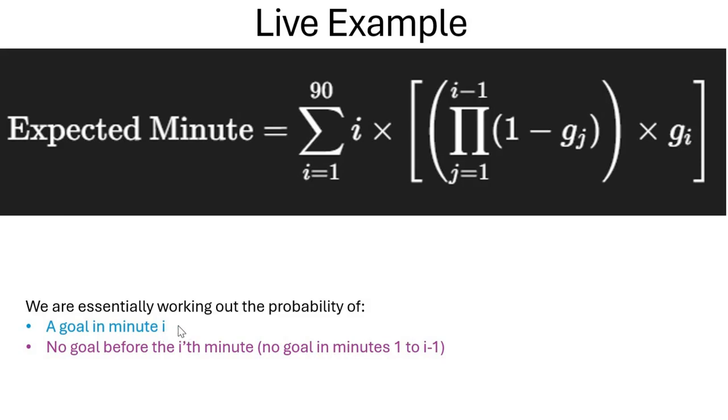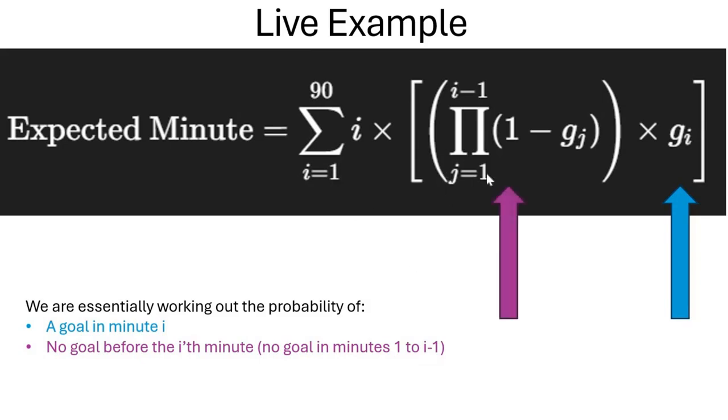Essentially, for minute i, G_i is the probability of a goal being scored in minute i. So the probability that in minute 20, a goal is scored. And remember, we already have that data in the spreadsheet that we just calculated before. Then the purple bit here is no goal being scored before the ith minute, so no goal being scored between 1 and i minus 1. So essentially no goal being scored between minute 1 and 19, which is what we see here in the purple.